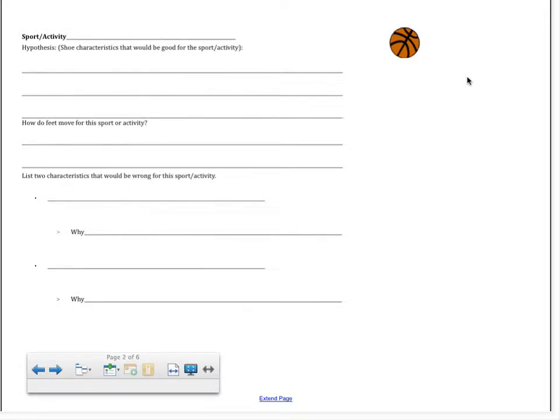You have a form that looks like this in front of you. Everyone make sure you have that in front of you. What we're going to be doing is looking at different sports or activities. In this area right here, you're going to list the sport or activity we're looking at. What sport do you think is going to be first? Basketball. Basketball, right?